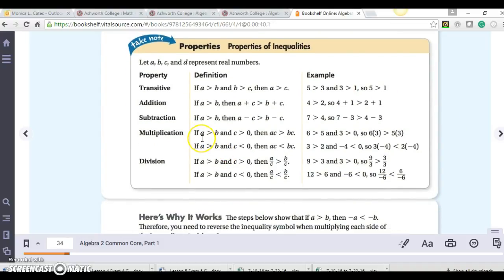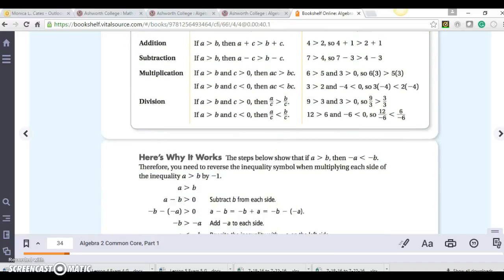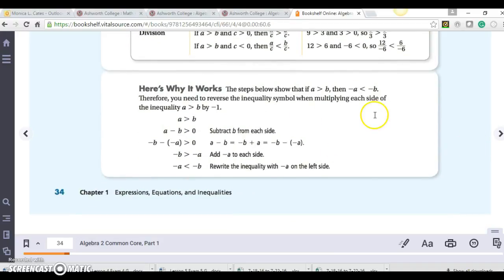Multiplication is the same. If A is greater than B and C is greater than 0, then A times C is greater than B times C. If A is greater than B and C is less than 0, then A times C is less than B times C, because we're talking about negatives here. And then division. If A is greater than B and C is greater than 0, then A over C is greater than B over C. And if A is greater than B and C is less than 0, then A over C is less than B over C. Okay? And they talk about why it works for flipping the inequality.